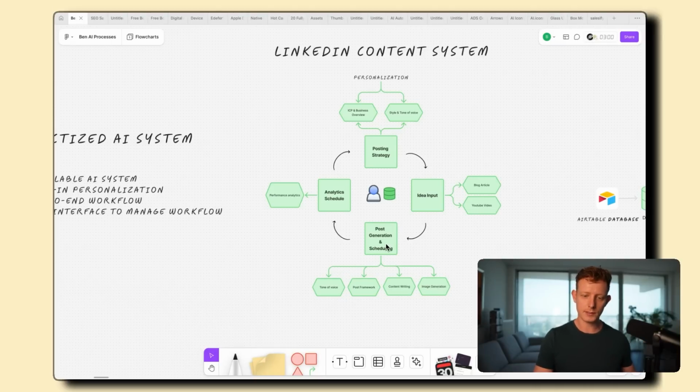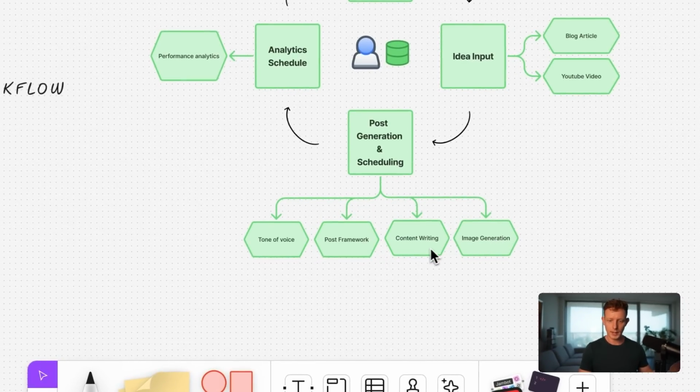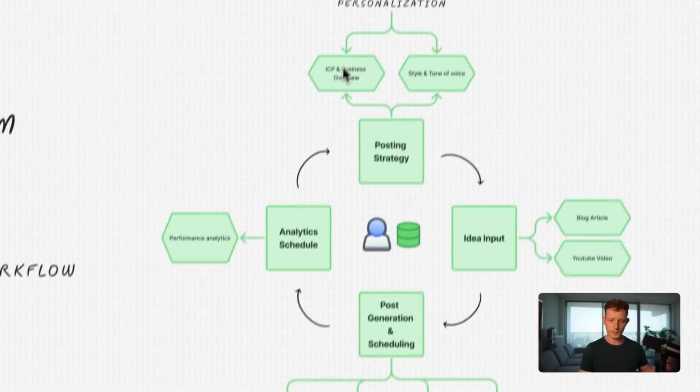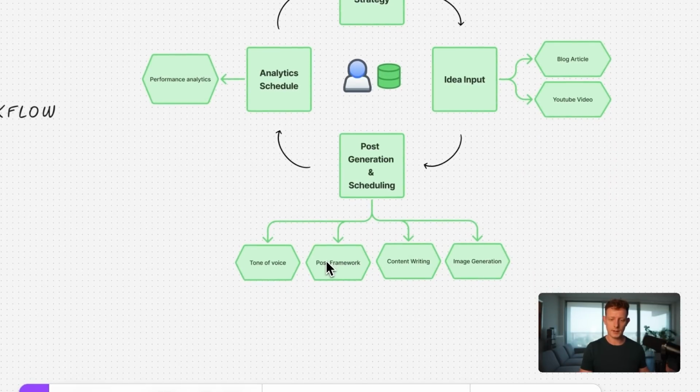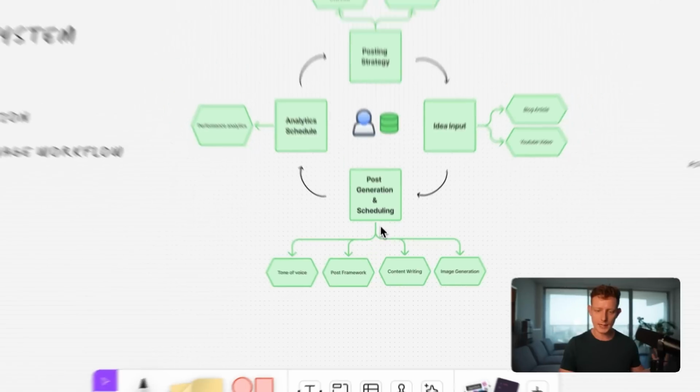Then the next part is going to be the post generation and the scheduling. Now, in the post generation, we want the system to be able to do a few things. Of course, it has to be able to write the actual post. It has to be able to generate images. It also should include the tone of voice of the company and probably the business context of the company, so it adapts it to their specific tone of voice. And maybe we can also add in different posting frameworks. So for example, a story-based post, an insight-based post. You can have these different writing frameworks for LinkedIn, and maybe we can add that into the system.